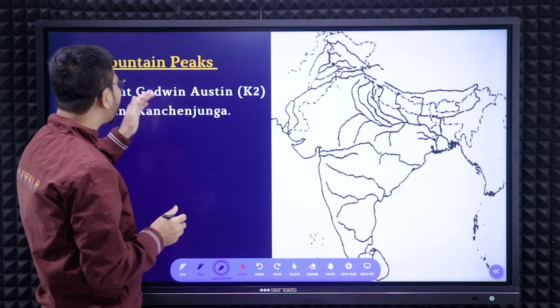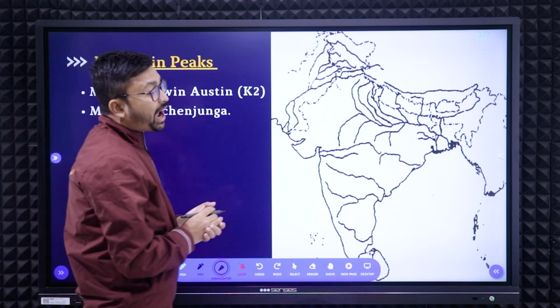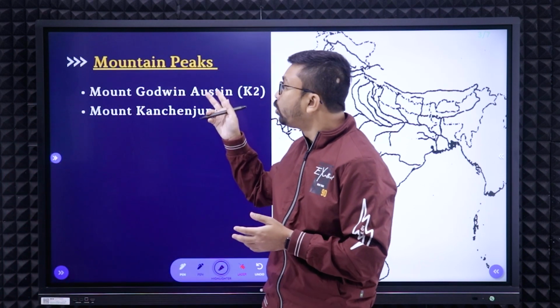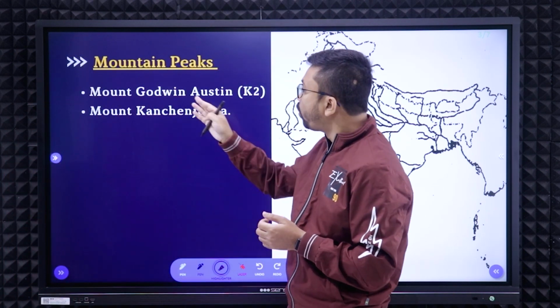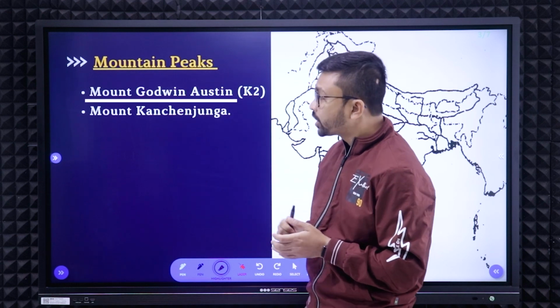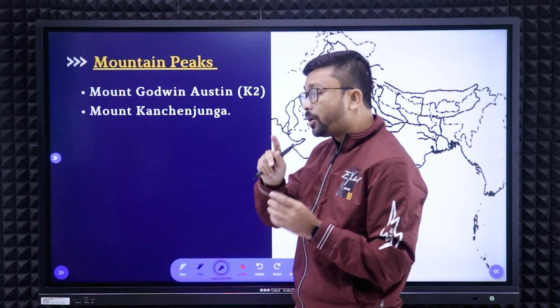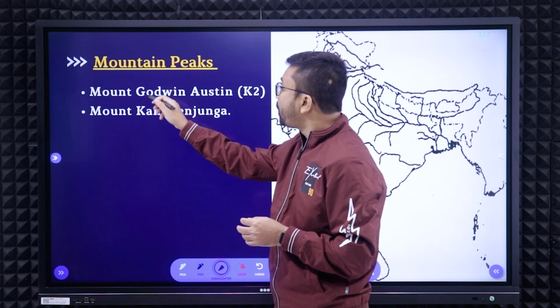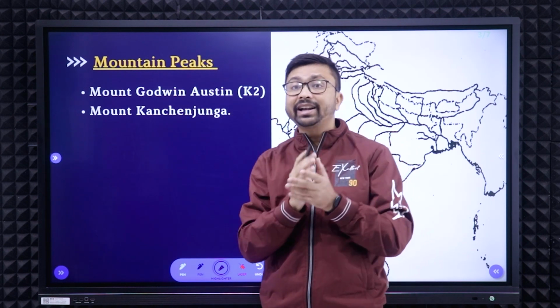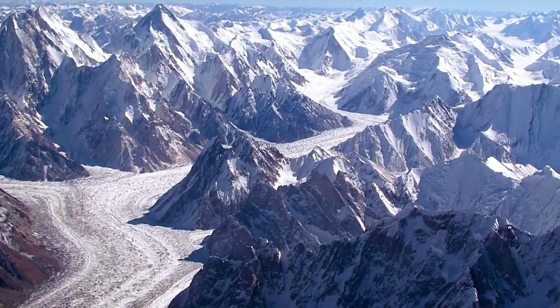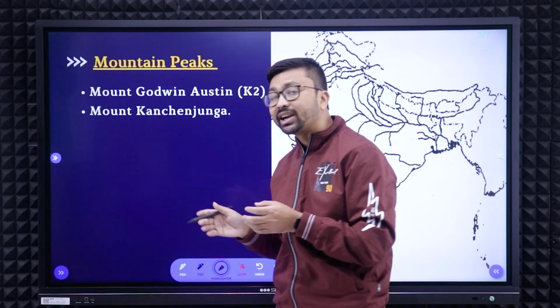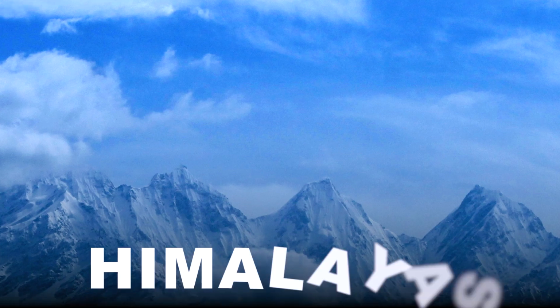So let's start with the mountain peaks. Remember, as per your syllabus, you have to do two mountain peaks only. One, the Mount Godwin-Austen or K2, another one, Mount Kanchenjunga. One more clue for you: Mount Godwin-Austen or K2 is located in the Karakoram range, and Mount Kanchenjunga is located in the Himalayan mountains.